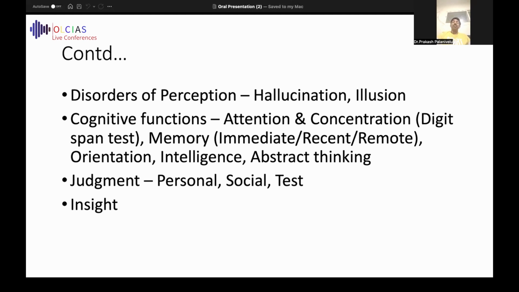We generally give a proverb, and we ask whether the patient is able to identify the hidden meaning in the proverb or not. From that, we assess whether abstract thinking is intact or not.